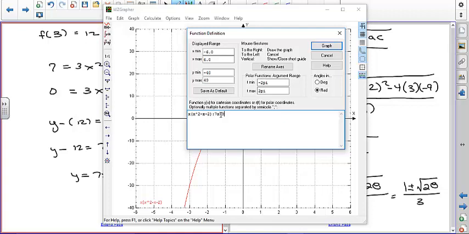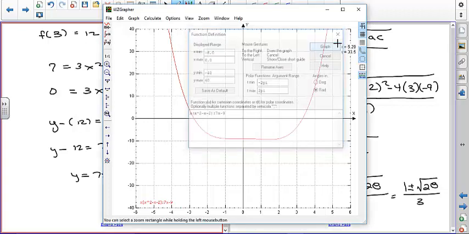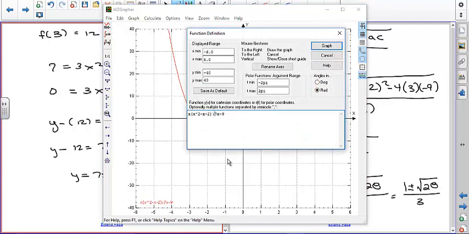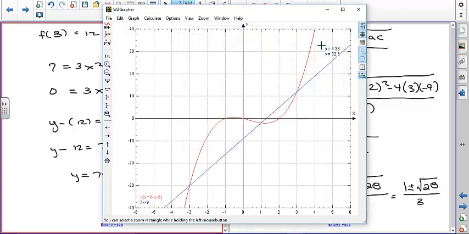Graph. Oh, what happened there? Must have forgot to put a... Oh, I used a colon. I don't know why I used a colon. I wonder what that does. I've never seen that. Okay.